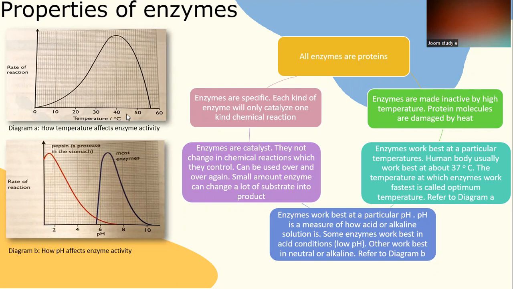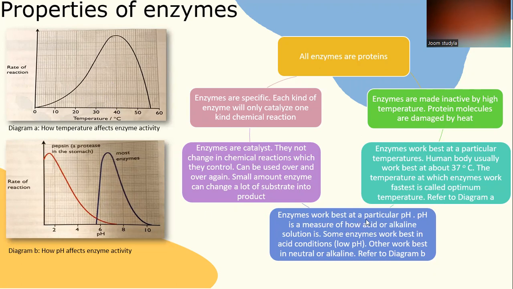If you look at this diagram, the human body usually works at about 37 Celsius. When the temperature goes up, the rate of reaction is very high. At 37 degrees, you can see that the rate is almost at the optimum level. So the temperature at which an enzyme works fastest is called the optimum temperature. Refer to diagram A. So this is diagram A.